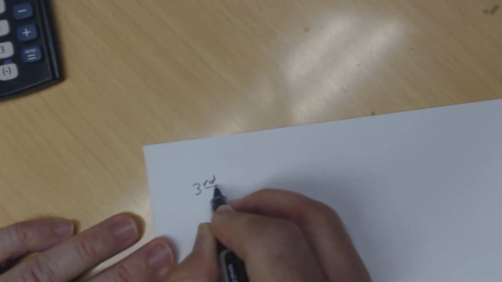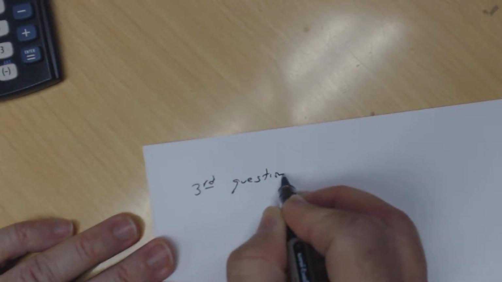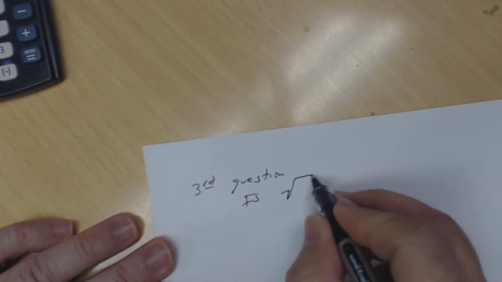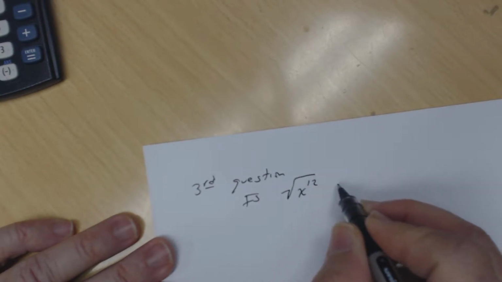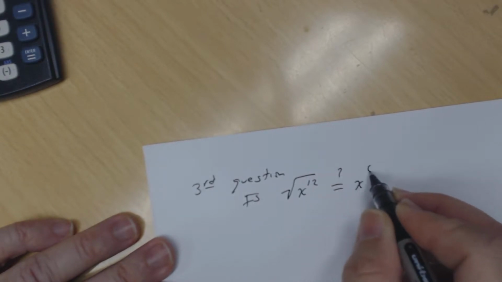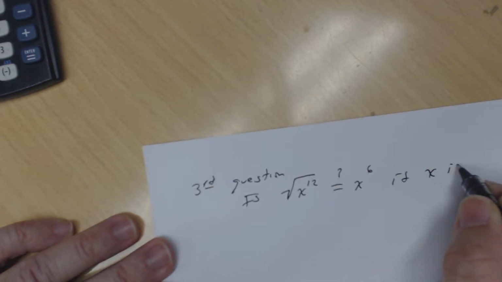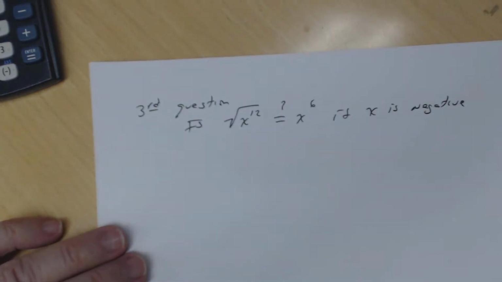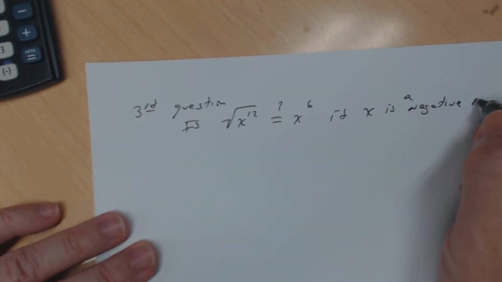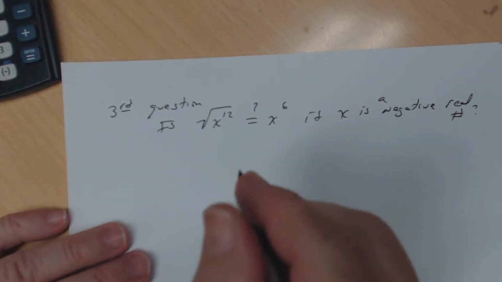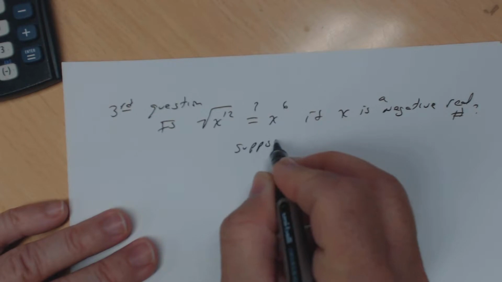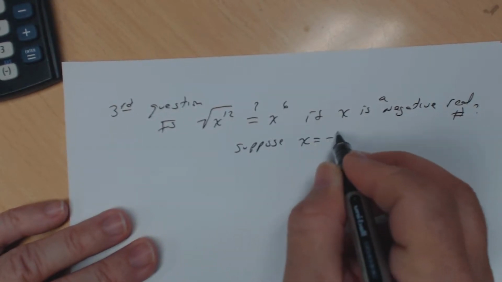Third question, it becomes this. Here's your third question. Is the square root of x to the 12th going to equal x to the 6th if x is negative? If x is a negative real number, you can check it for any real number. We're just going to use one of them. So let's suppose x is negative 3, let's say.